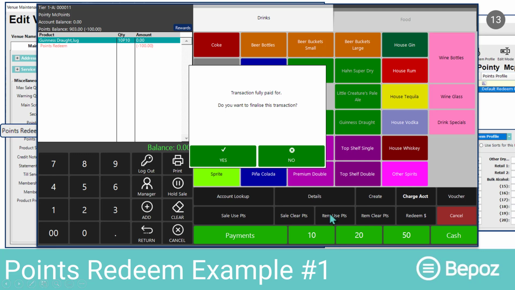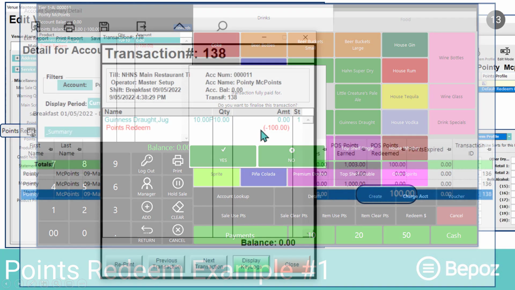So again, in this case, we'll go through these later, but I've used this item use points till function here, and we can see the points that were redeemed there in the transaction window. We can also see it in the account section there. Once we do that, the workflow here is we're then prompted with a message saying the transaction has been fully paid for, in this case because I used this option here for item use points and then selected to redeem for all 10 items in this case. So that's what we've got going on up here because the balance has then been brought to 0, and as we'd like to finalize the transaction, I've selected yes, nice and simple.